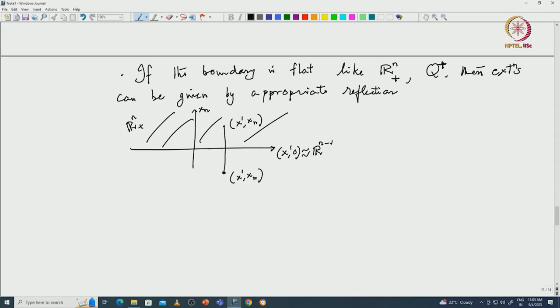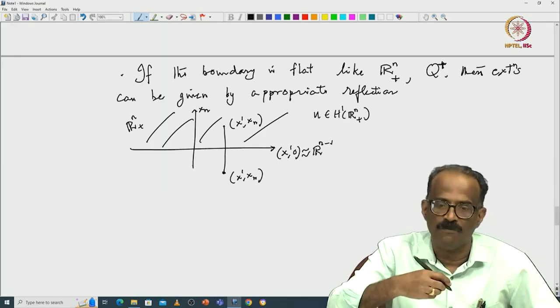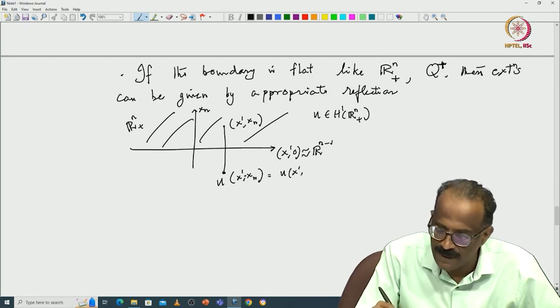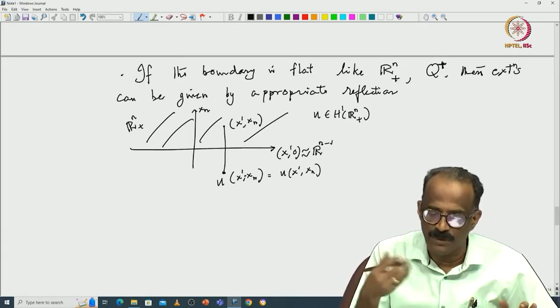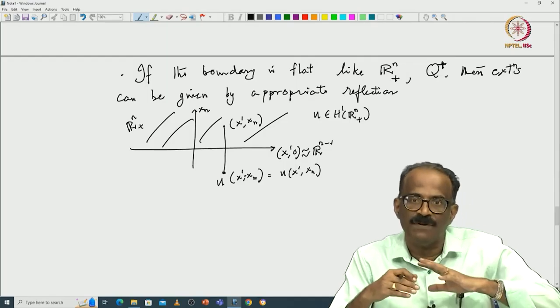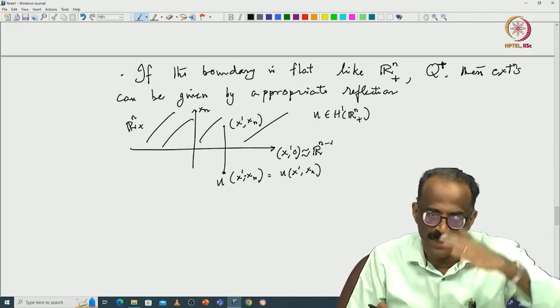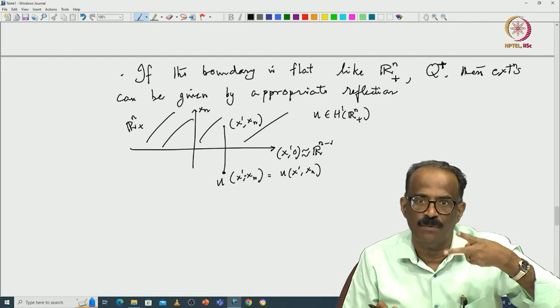You can define this if a function u is given in, say, H1 of R^n plus. So it is defined only in the upper half of the plane, but you can define it here by defining u of x prime, minus x_n. You can reflect it, and in certain cases you may have to take other signs, but you can do this to get an extension. This kind of reflection will not change the H1 norm, because the H1 norm of the bottom R^n minus will be the same as R^n plus, and so the total H1 norm will be twice the norm of the upper half.